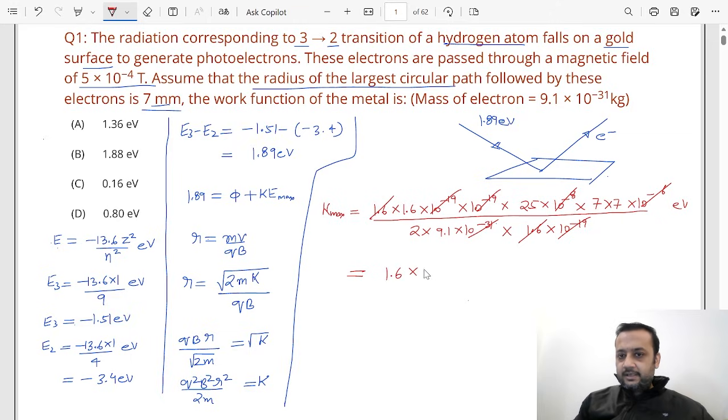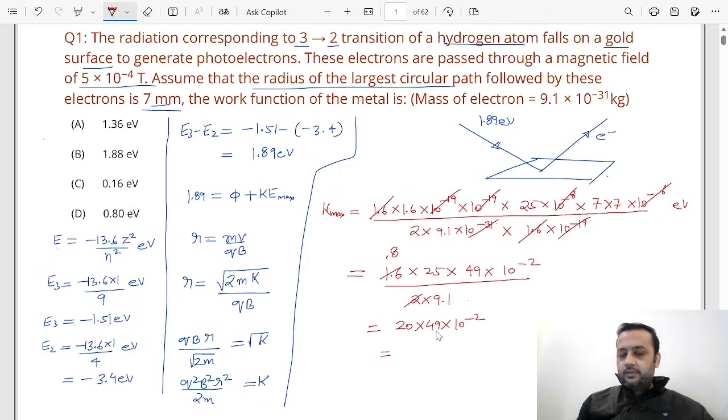So 1.6 into 25 into 7 squared, we can write as 49, into 10 to the power minus 2, divided by 2 into 9.1. All right, so basically this will cancel out. This will become 0.8. 25 into 0.8 will be how much? 25 times 8 is 200, so that will become 20. So 20 into 49 into 10 to the power minus 2.